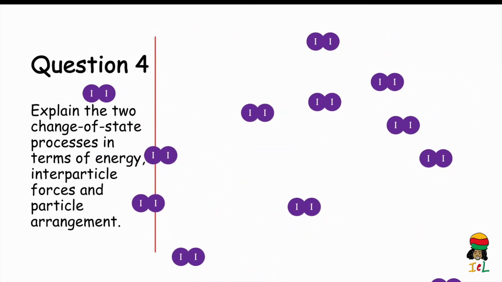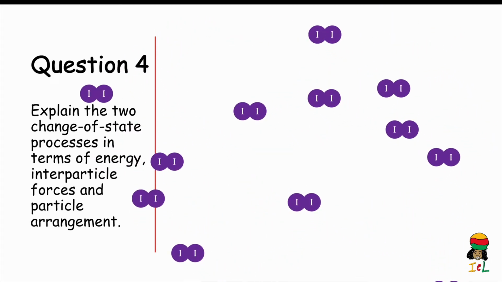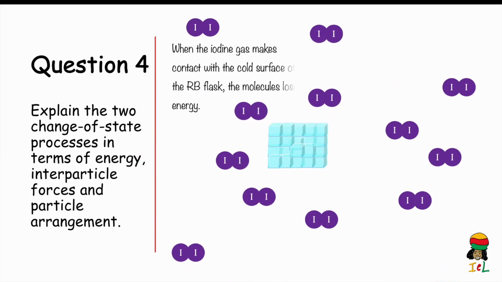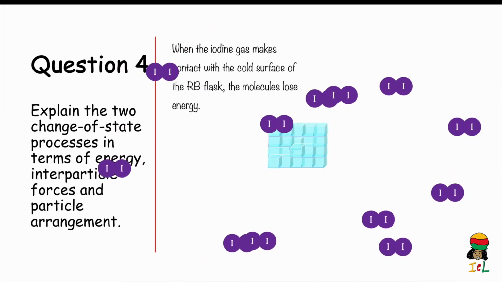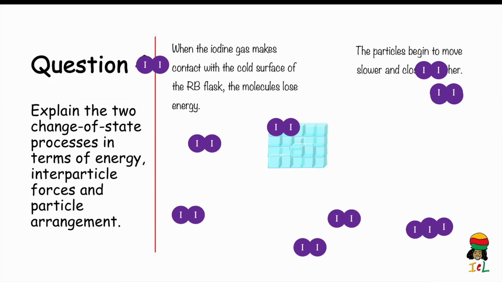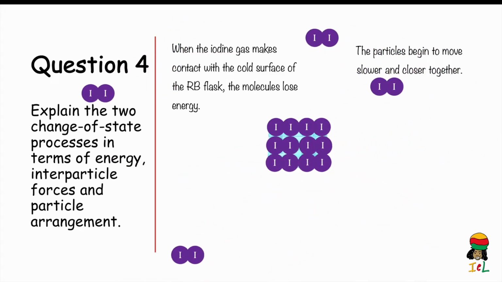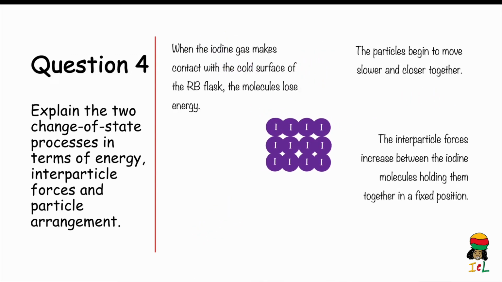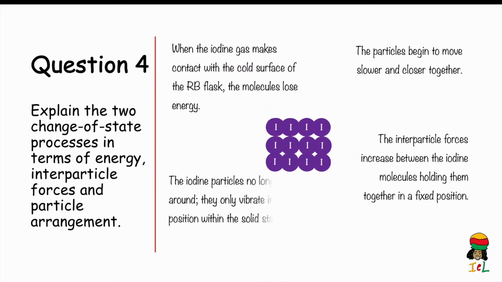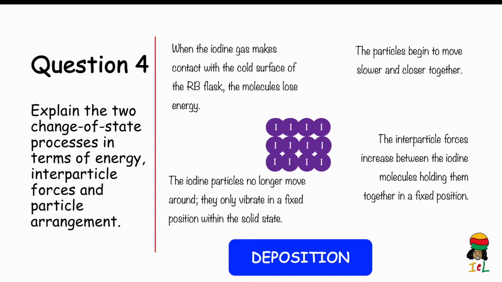Continuing with question 4, as we know that the iodine particles are now in the gas state. When the iodine gas makes contact with a cold surface, as in the RB flask, the molecules lose energy. The particles begin to move slower and closer together. The interparticle forces increase between the iodine molecules, holding them together in a fixed position.